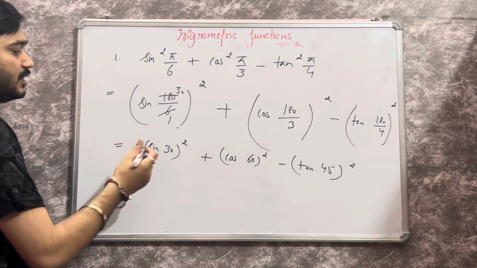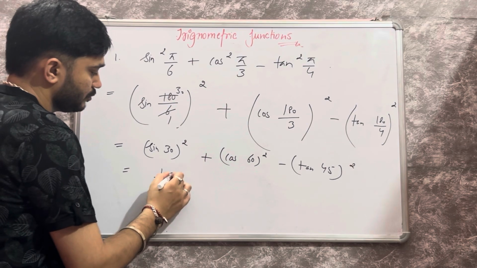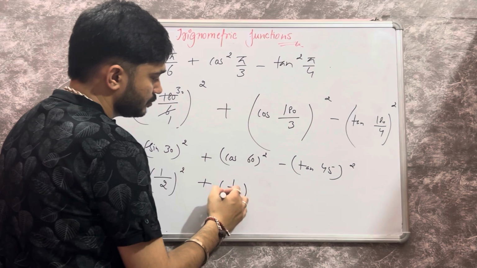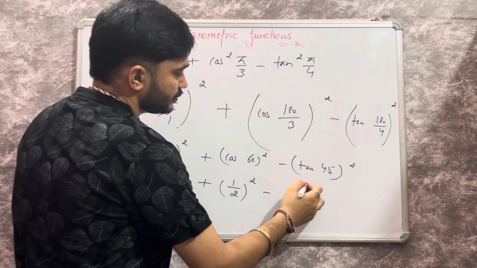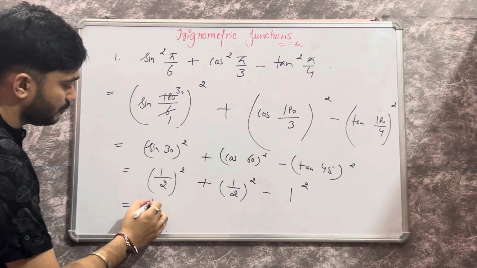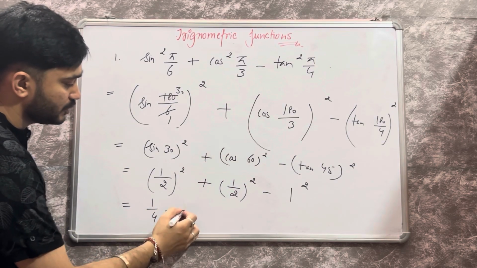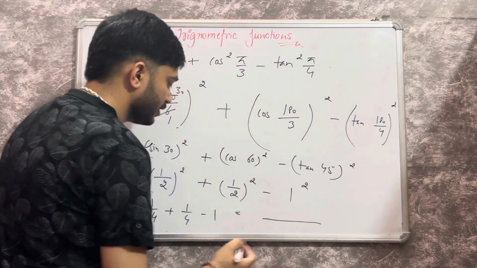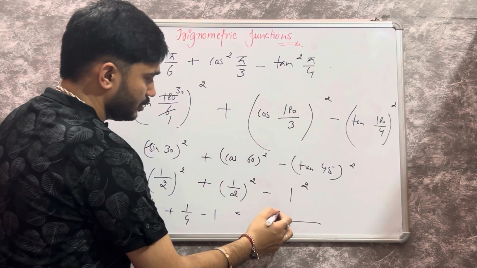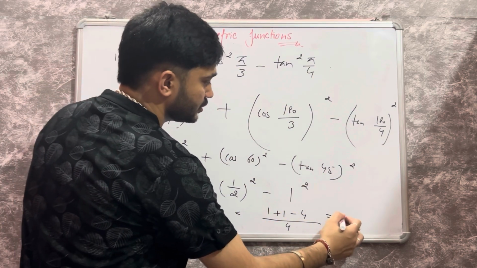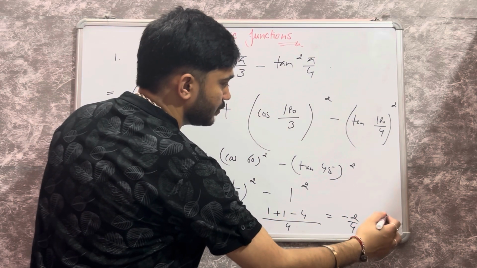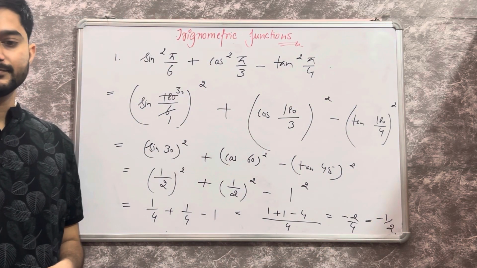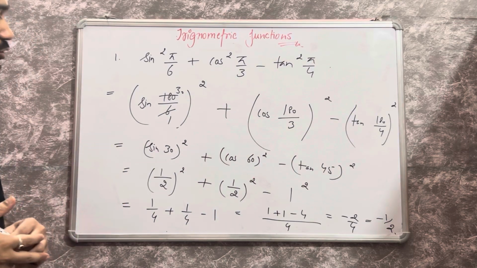Write the value of everything. Sin 30 is 1 by 2 square. Cos 60 is 1 by 2 square. And tan 45 is 1 square. 1 square is 1, 2 square is 4. And minus 1 square is 1. Take the LCM of everything. 4, 1 plus 1 minus 4. So the answer will be minus 2 by 4, that is minus 1 by 2. Any doubts? You can take the screenshot if you want.